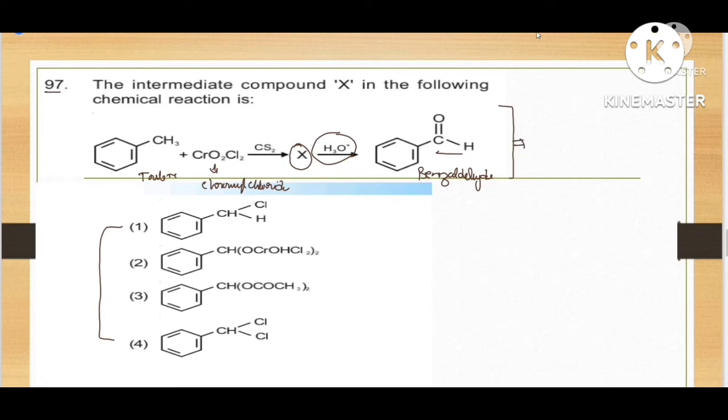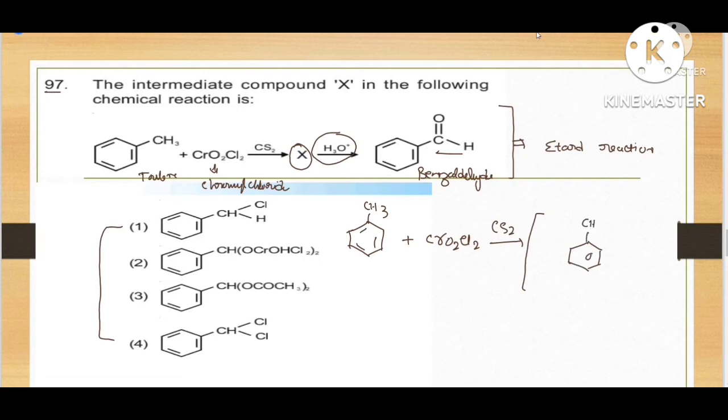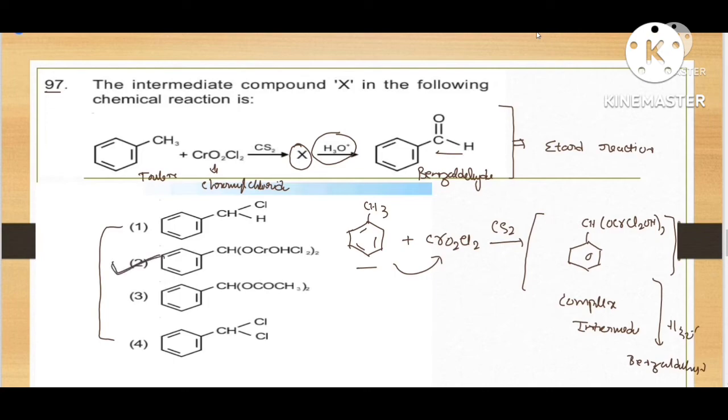By observing this reaction, this is one of the important named reactions, the Etard reaction. When toluene, that means methylbenzene, reacts with chromyl chloride in the presence of CS2, it forms a complex, which is an intermediate. This complex is formed when toluene reacts with chromyl chloride in the presence of CS2. Which on reaction with H3O positive forms benzaldehyde. So option 2 is our correct answer.